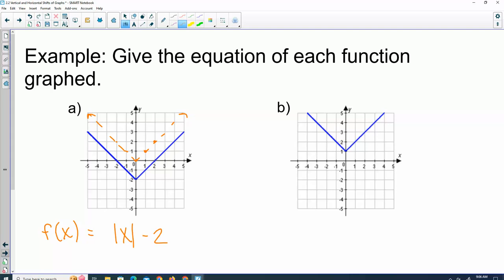Okay. Write the equation for B. Everybody jot it down on your paper. What would be the equation for this graph? And I know that because of the V. But this time it took the original absolute value and it went up 1. So it has a plus 1 on the end. Any questions there? Let's do some more.